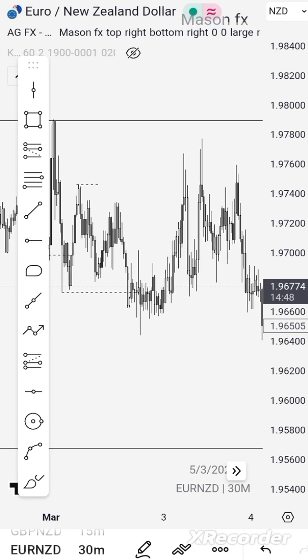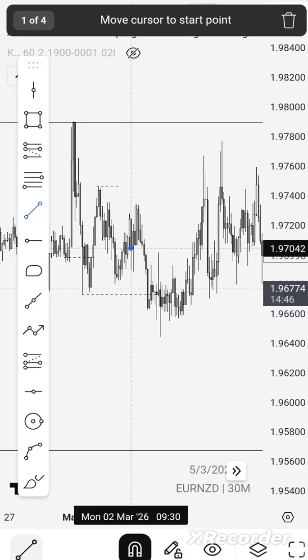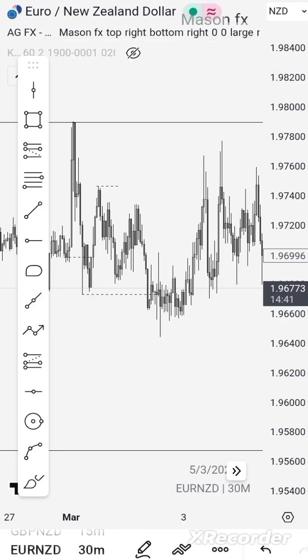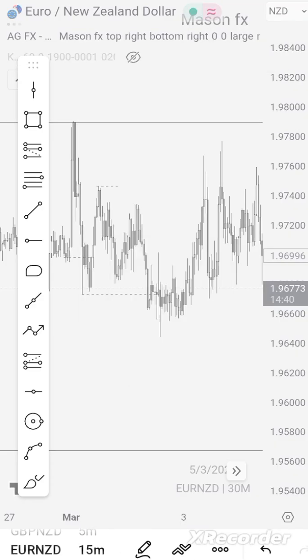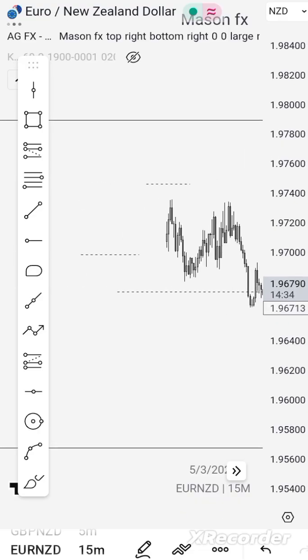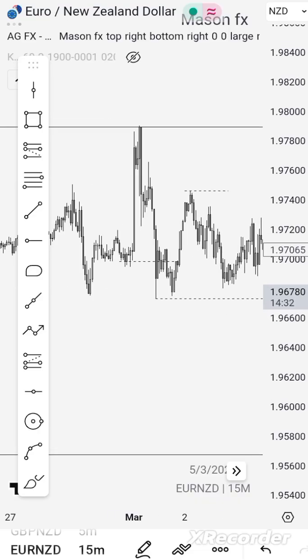Okay, I think there's something here. So let me just follow the normal time frame alignment. From 1 hour, I should go down to 15 minutes, right? Going to the 15-minute time frame, let's see if we can see something. Yeah, okay. There's something here.